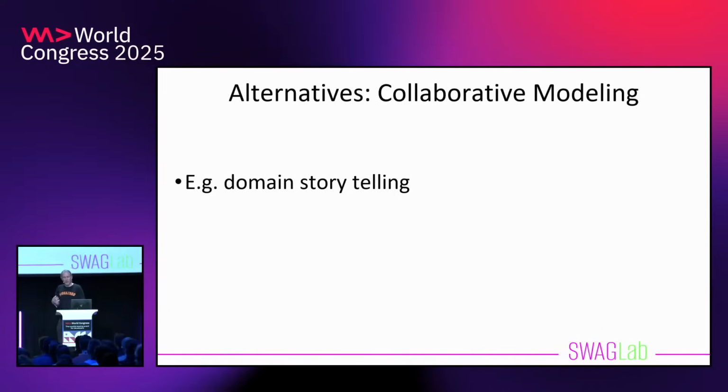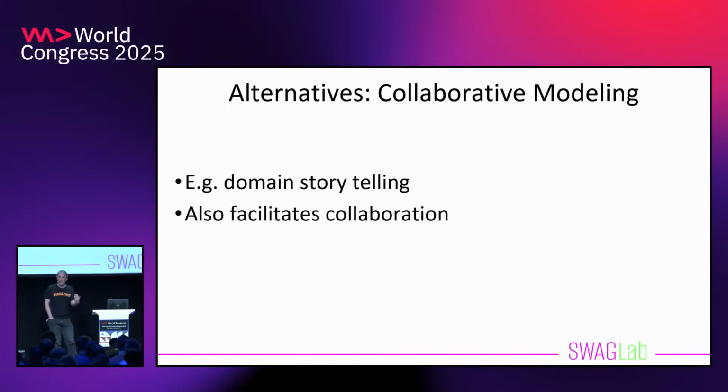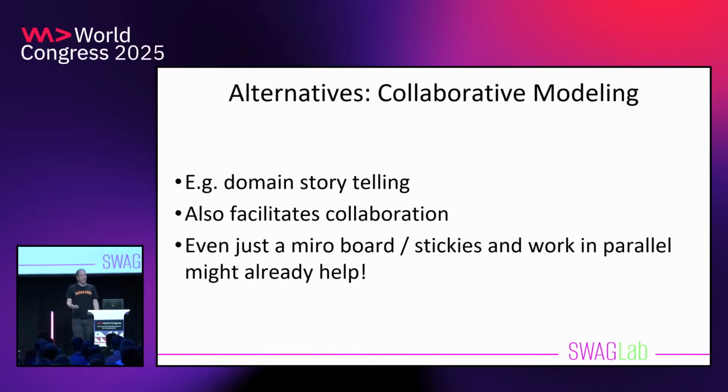And it's called collaborative modeling for a reason, because it facilitates collaboration. This is why it's called collaborative modeling. And I think there is something to learn from that. So what I'm doing right now helps you to understand what I'm thinking and what I want to give you as some knowledge. But there is hardly anything coming back. This would be different if we had a Miro board or some stickies and we could work in parallel. Then we could have a common model and we could work together, and that might already be a help.